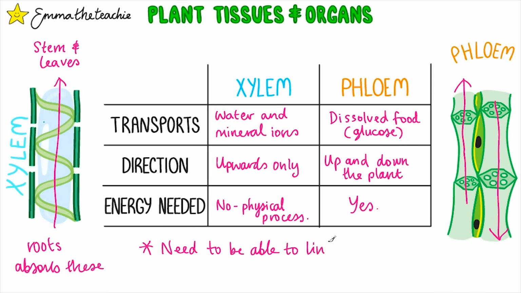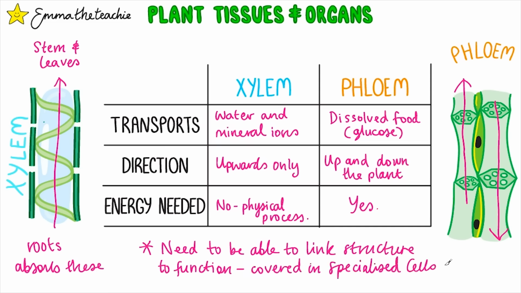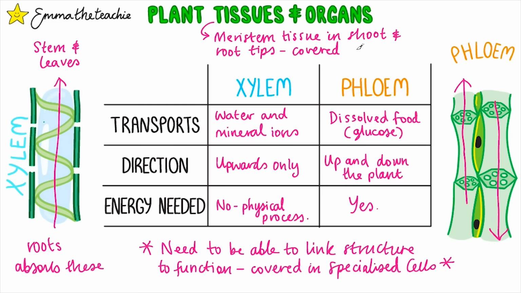Just to note, you do need to be able to link structure to function, which is covered in the specialized cells video of topic 1. Another note is that the meristem tissue is another tissue you need to know. This is found in the shoot and the roots, and again, hopefully you've already covered this in topic 1, stem cells.